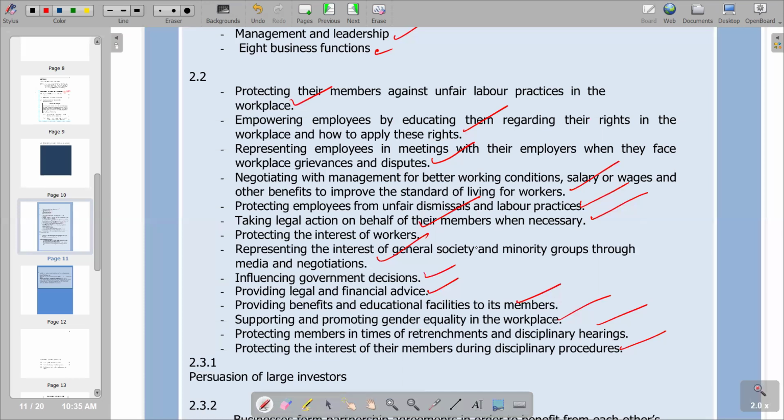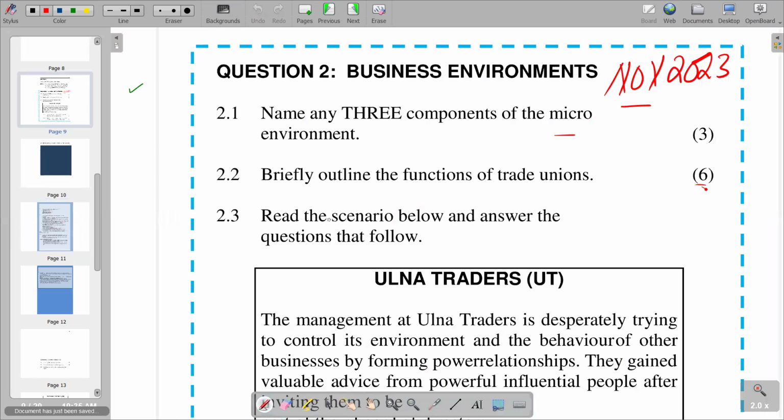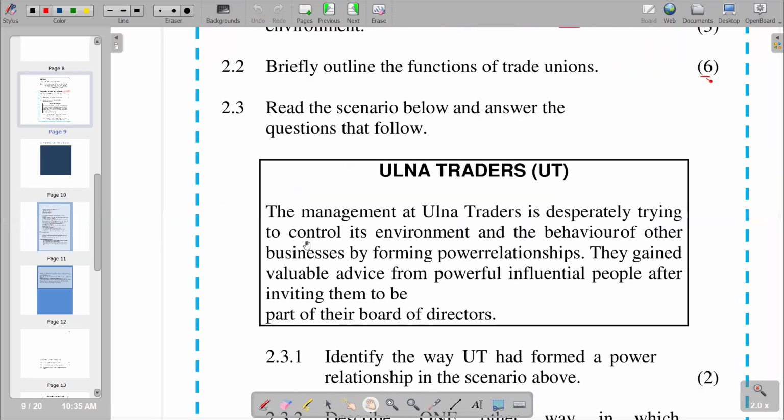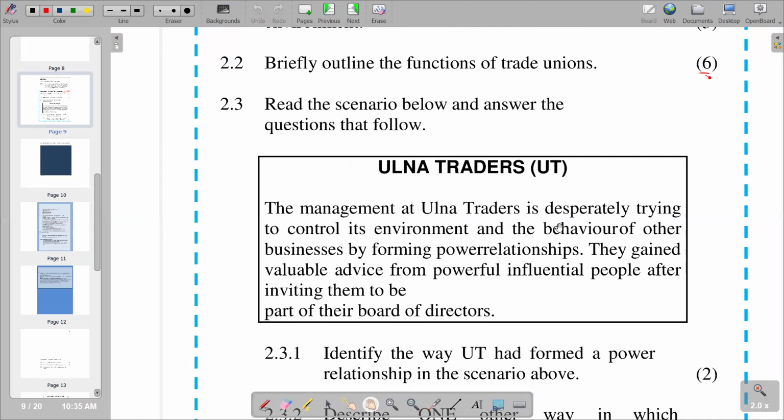But of course, our question has 6 marks, and it requires you to raise on average at least 3 points. So we go to the next question, which says, read the scenario below and answer the questions that follow. We are given an extract on Auna Traders. It reads that the management of Auna Traders is desperately trying to control its environment and the behavior of other businesses by forming power relationships. They gained valuable advice from powerful, influential people after inviting them to be part of their board of directors. So this is exactly the extract that is given.